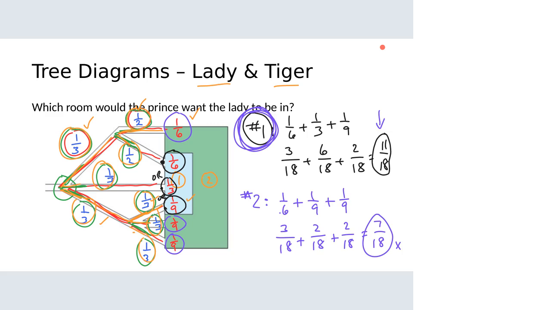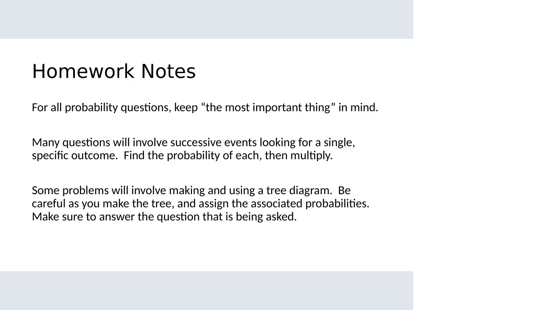Okay. A couple of notes about the homework from this section. There's problems from the book, and there's also a worksheet. Anytime you're working on a probability question, keep the most important thing in mind. Probability is successes over outcomes. When we're asked to find a probability, we're looking for successes over outcomes. There might be a lot of different ways to get there.